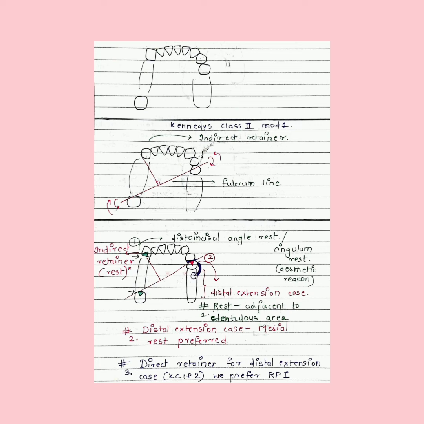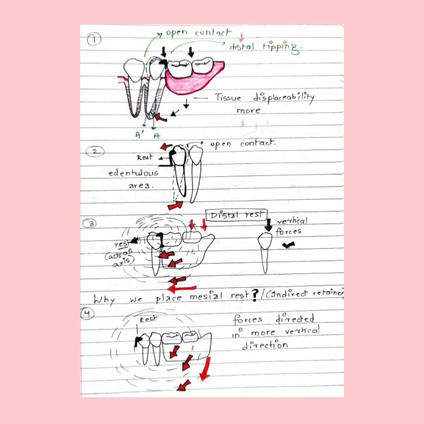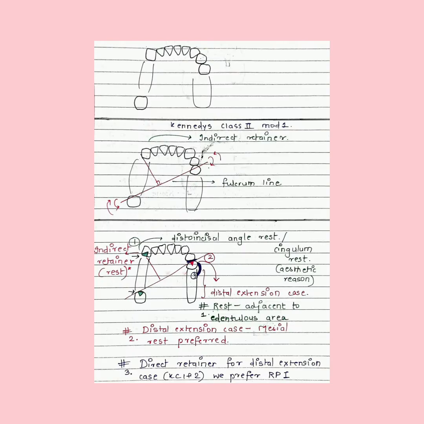Then for retention, we give this direct retainer, that is, we are using RPI on the most posterior abutment teeth adjacent to the distal extension area, and rest will always be mesial because this is a distal extension case. So, the choice of a direct retainer in distal extension case is, if you remember, RPI. And we saw in our video the reason why mesial rest is preferred in distal extension case.